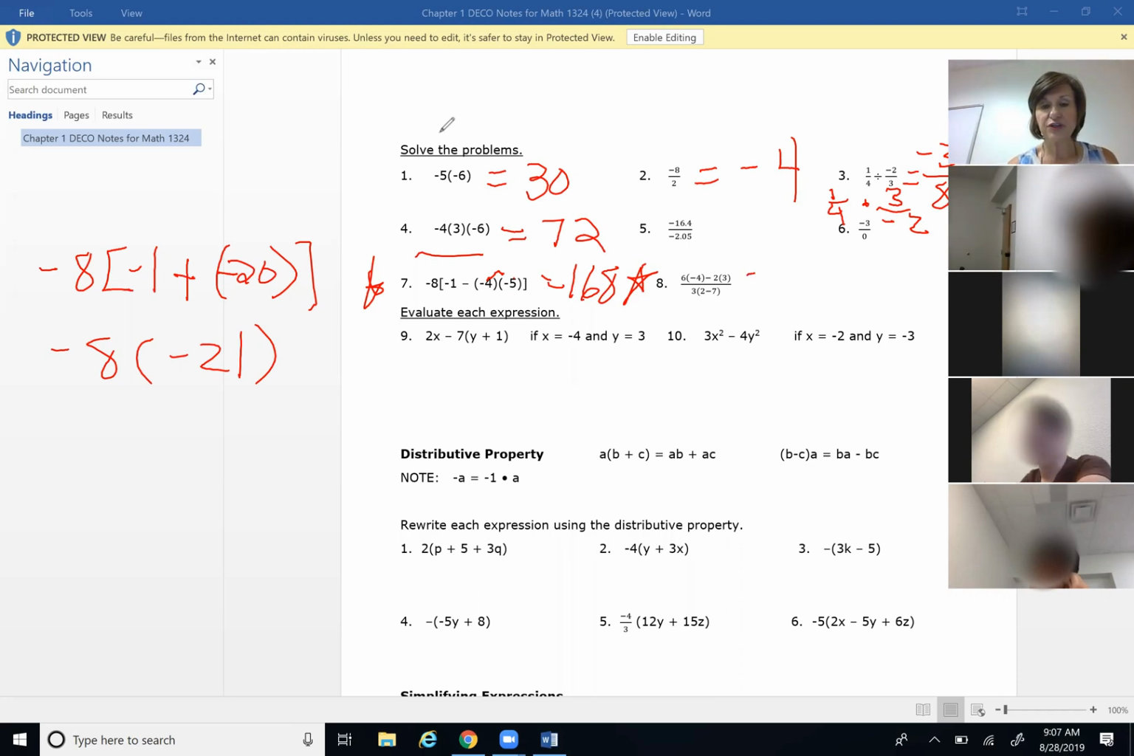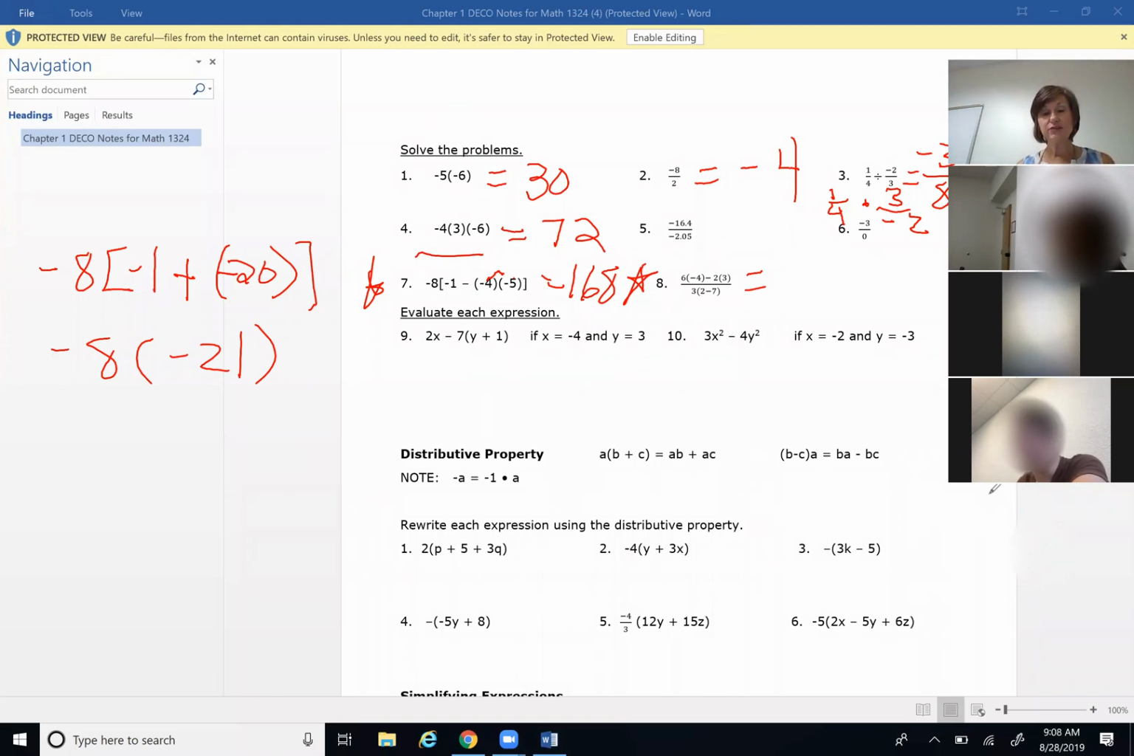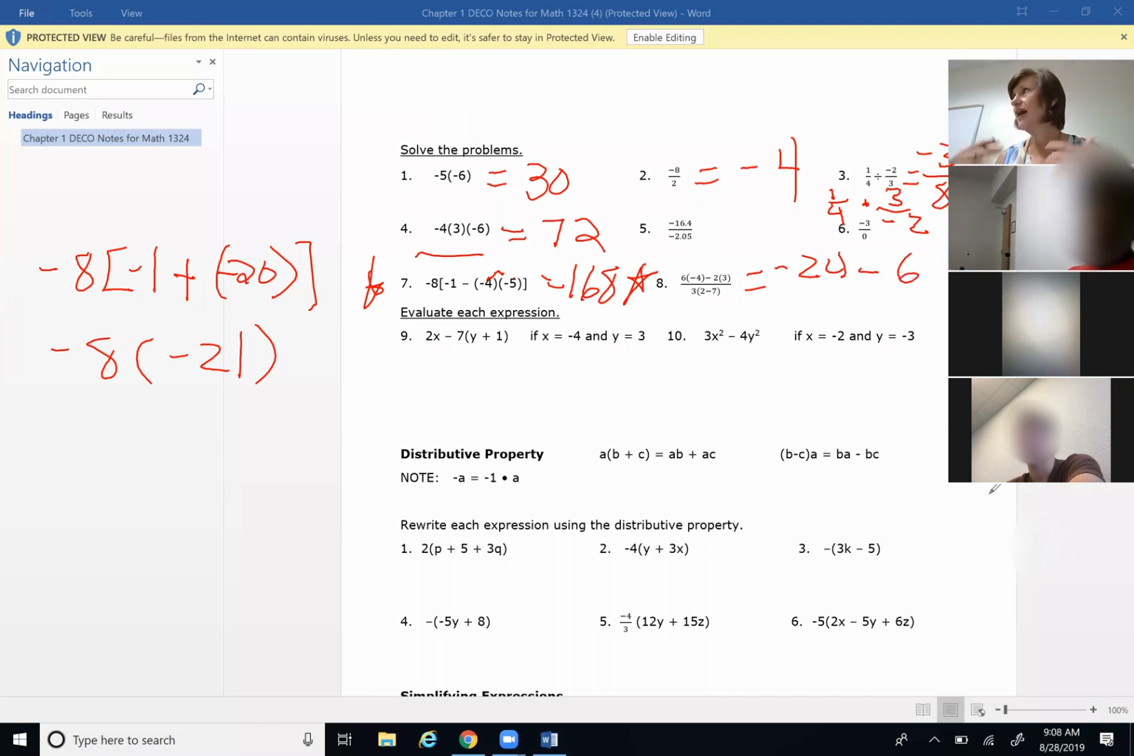If you were to start with this fraction, where do you want to start? Numerator. And that means I'm going to use order of operations in the numerator. So what was the first part to do? 6 times -4. I've got multiplying, subtraction, and multiplying. So I do all the multiplying first. 6 times -4 is a -24. And then I had a subtraction sign. And then there's 2 times 3, which is 6.